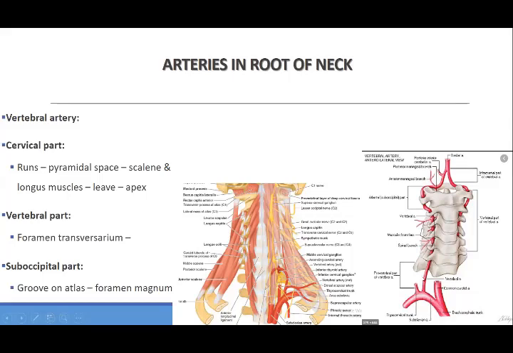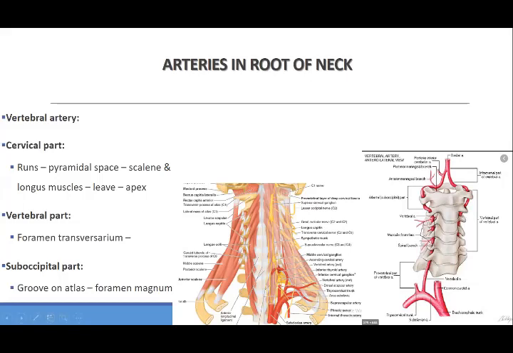अब कहाँ जाती है vertebral artery? At the level of 6th cervical vertebra, the vertebral artery enters into the foramen present in the transverse process of the cervical vertebra. If you remember, cervical vertebra के transverse processes में, every cervical vertebra, first to 6th, not the 7th. From cervical vertebra 1 to cervical vertebra 6, the transverse processes have foramen in them. They are called foramen transversarium.